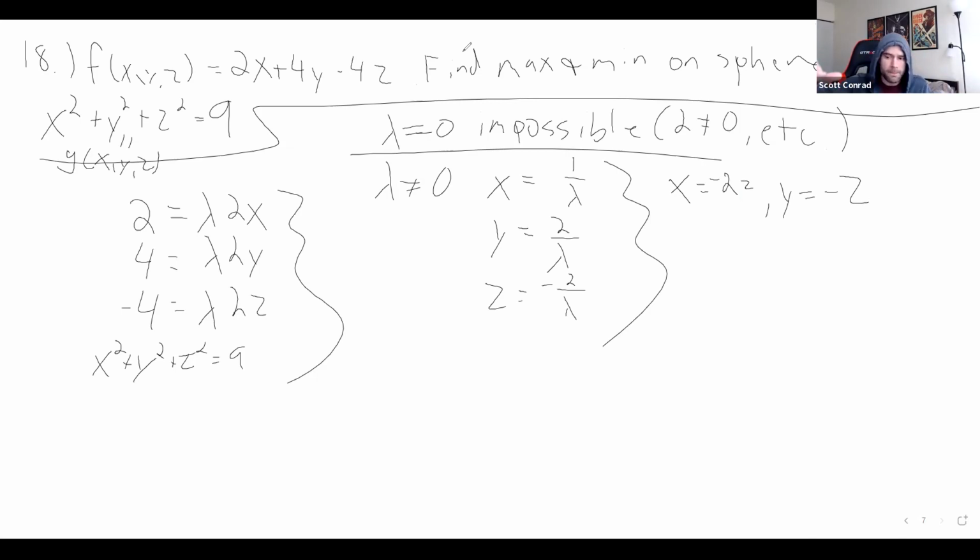So I can replace x with something in terms of z and y with something in terms of z in the constraint equation and solve for z. You could do that, or if you like, you could solve them in terms of y. We see that x is equal to 2 times y, and z is equal to negative y. So then you can go to the constraint equation, replace x with 2y, and z with negative y, and then solve for y there. You'll still get the same answer. You'll get the y value, and then you go back to these relationships to get the x and z values.